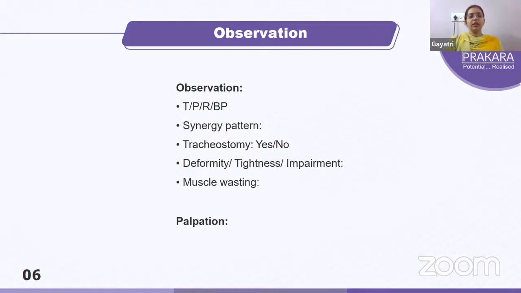Surprisingly, even if it's a left side weakness, it wasn't much. The speech and memory issues were very high. You will see as we go forward. Palpation, what all do you check under palpation?